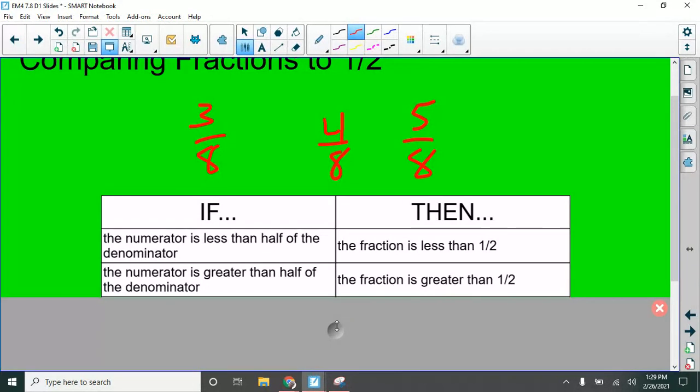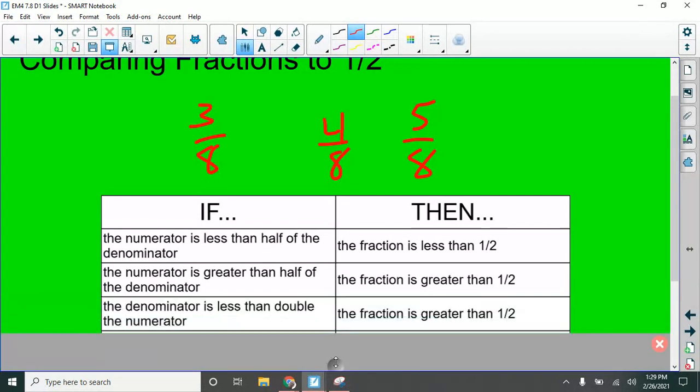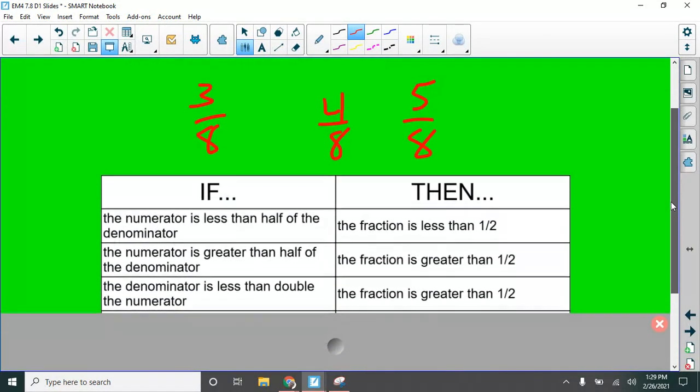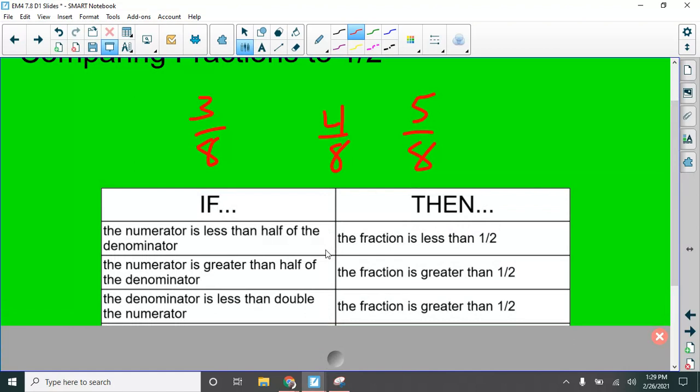Okay, we've learned a lot about these fractions. If the denominator is less than double the numerator, now we're getting into some different possibilities. So if you double the 3, 6/8, well, then that would only be less than 1 whole.